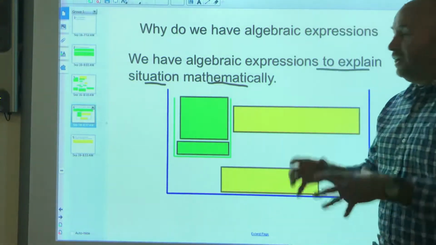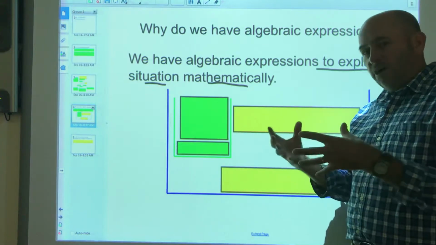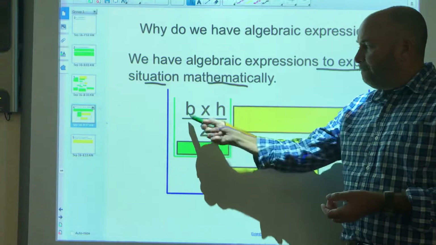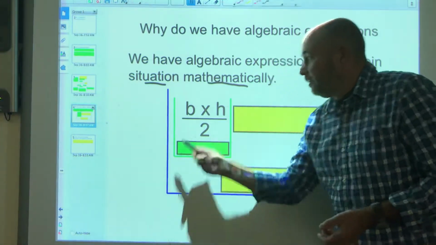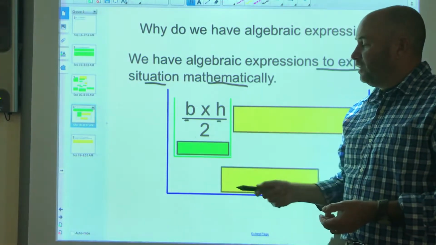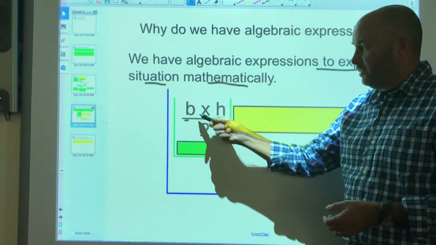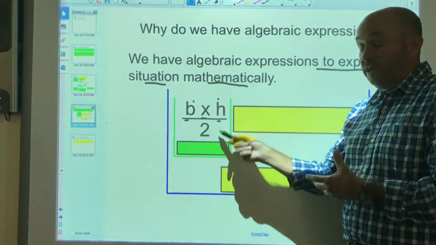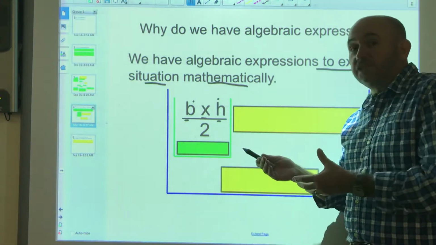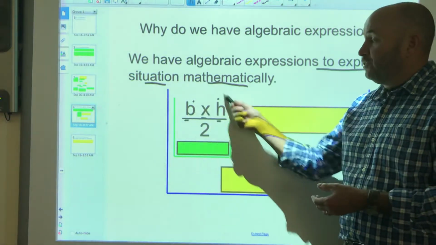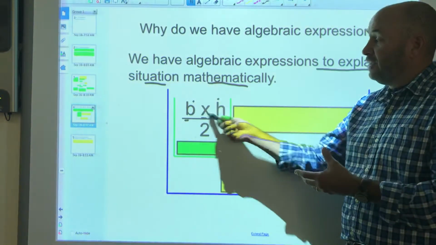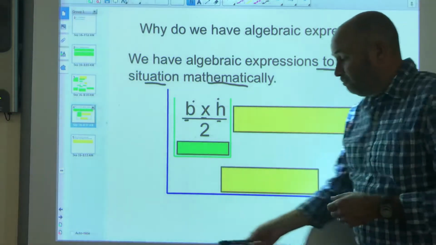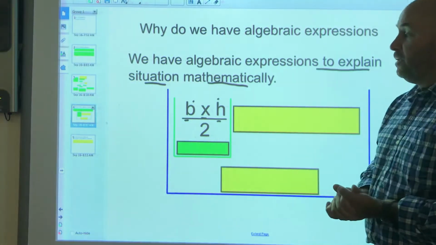So in other words, here is a very famous algebraic expression, okay? Base times height divided by 2, okay? So we have base times height divided by 2. This is actually a fraction, which is a division expression. You just happen to have the terms up here. You just happen to have your base times height, okay? So you just happen to be multiplying, then dividing by 2, okay?